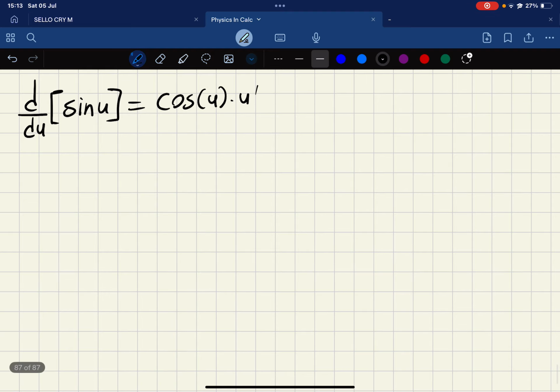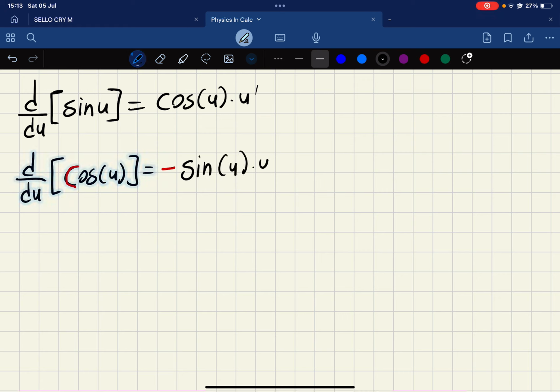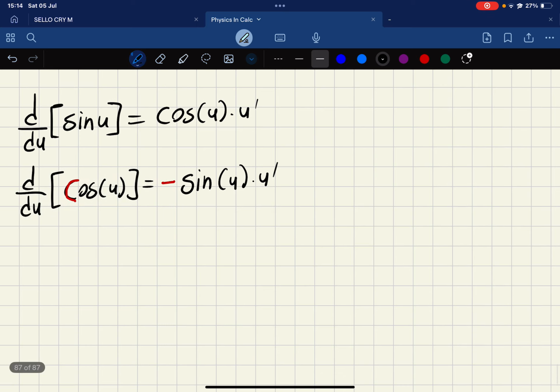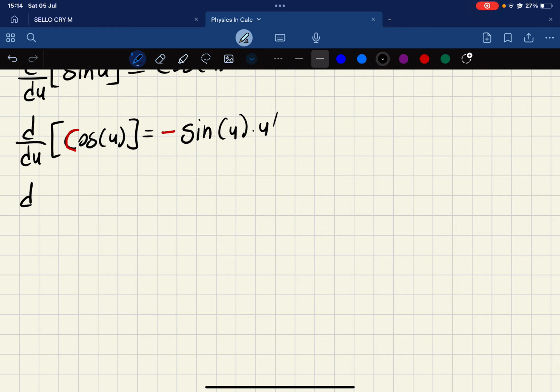Understand? And then I said the derivative of cos u is equal to what? Since, well, if you can see, this thing starts with the letter C. So any trig function that starts with C, its derivative will be a negative. Then the derivative will be negative sine u multiplied by u prime, if ever the function starts with a C. Understand?